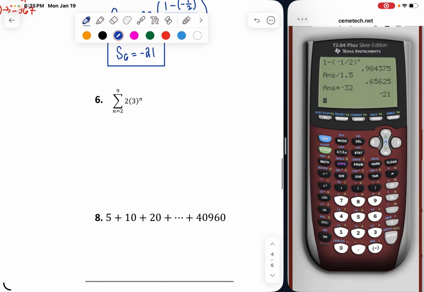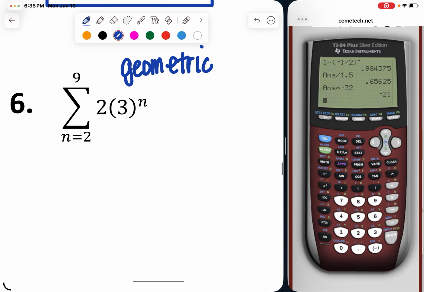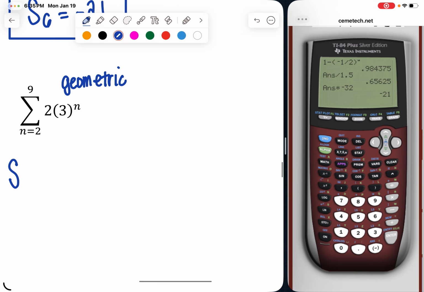Okay, next one, geometric. I see an exponential function, so this is geometric. So I am going to use my formula, but once again, if you want to plug in 2 through 9, that's you. Okay. All right, so I need to know how many terms this is. So I'm going to do 9 minus 2 plus 1, which is 8. All right, 9 minus 2 is 7. 7 plus 1 is 8. There's 8 terms.